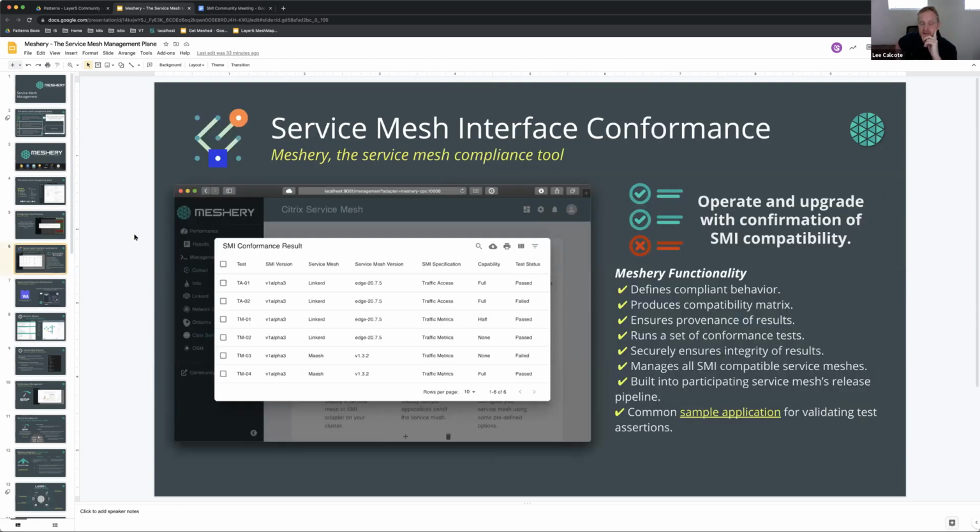Meshery recognizes the value of specifications, abstractions like SMI, and tries to help reinforce the fact that these are specs, these are interfaces that need to be implemented to and adhered to, so that they can deliver on the full promise of being an interface, of being an API. I'll try to be concise and say Meshery helps do compliance testing for SMI.